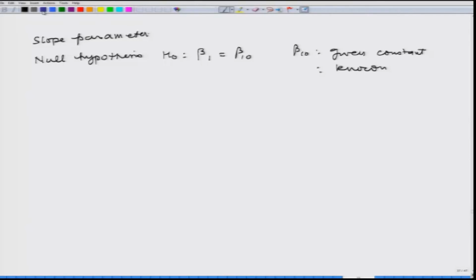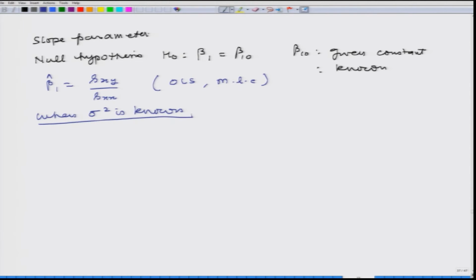Okay. Now, you can recall that you had estimated the slope parameter by Sxy upon Sxx, and that was in both cases, whether it was ordinary least squares estimation or the method of maximum likelihood estimation. Right. So, now I consider the first case, when sigma square is known.